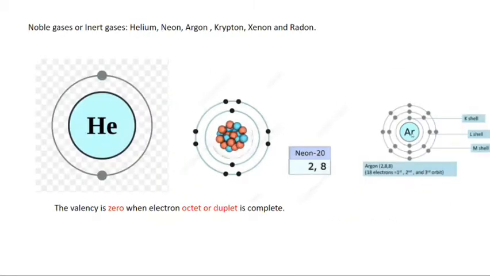Now what about argon? Argon has 18 electrons and 18 protons. So 18 protons are present in this nucleus part. But what about 18 electrons? Here you can see 2 electrons present in the first shell, 8 electrons present in the second shell. So here 2, 8. Now the remaining 8 electrons are here in the third shell. So here they completed the first shell, second shell and third shell.